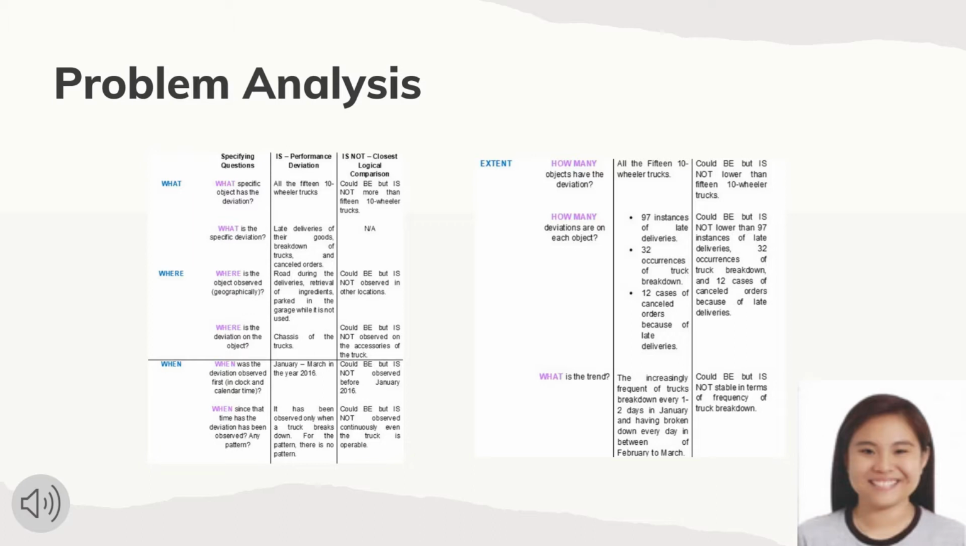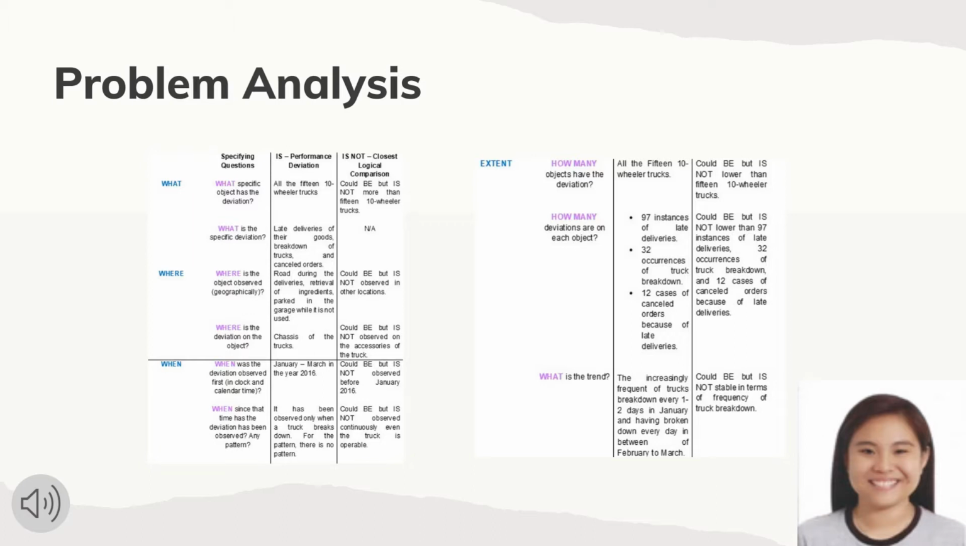The second column contains the specifying questions. The third column is the IS, the performance deviation, and the last column is the IS NOT, the closest logical comparison. Let's go to the what row. What specific object has a deviation? What is the specific deviation?